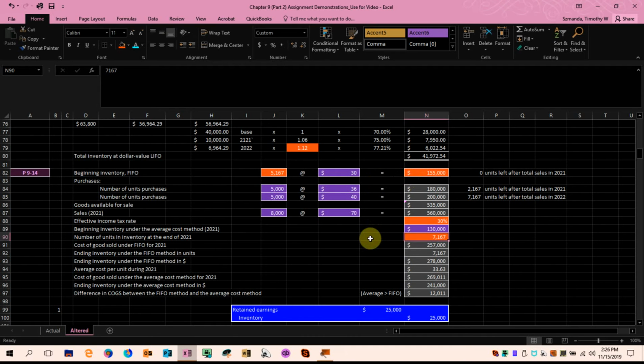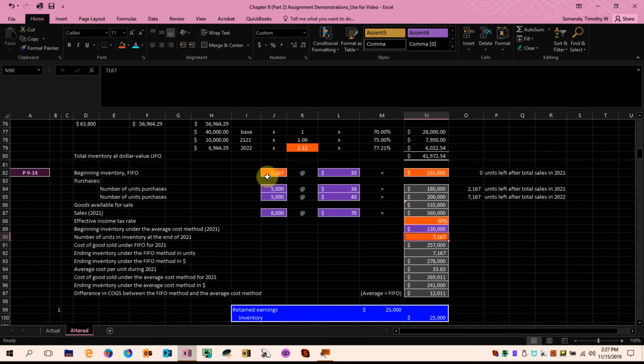The objective of this problem is to calculate the difference between ending inventory and cost of goods sold under the two methods. So I recommend calculating each separately first, then comparing them. So one of the first things we'll do is calculate under the FIFO method first. So what is our cost of goods sold and our ending inventory under FIFO?